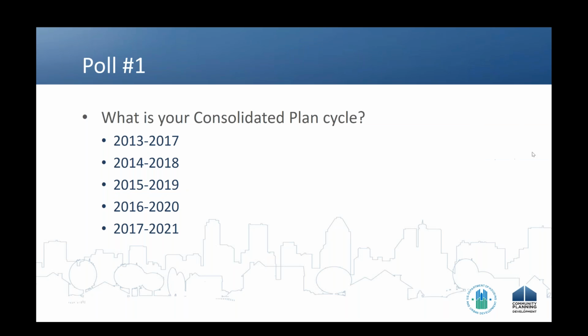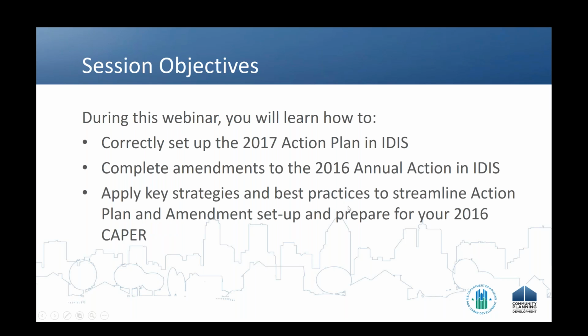All right, let's talk a little bit about the goals for the session. We basically have 3 goals for the session. The first is to make sure that you are prepared to correctly set up your 2017 action plan. There are a number of steps that you must do in creating your 2017 action plan to make sure that it is correctly associated with your consolidated plan and will not require you to set up your action plan again.